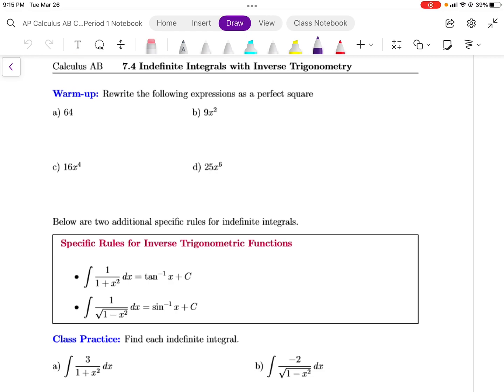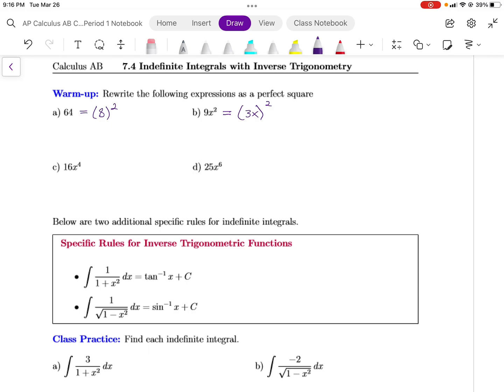So we know that what number squared will give you 64? You can write that as 8 squared, right? Because 8 times 8 gives you 64. Now, what squared would give you 9x squared? That would be 3x, right? Squared.